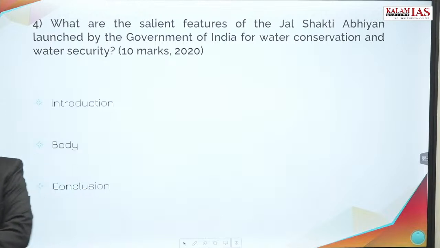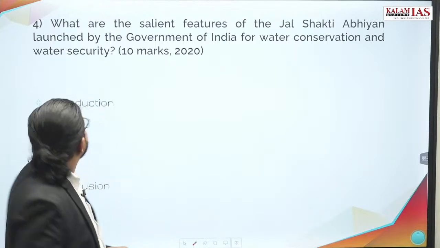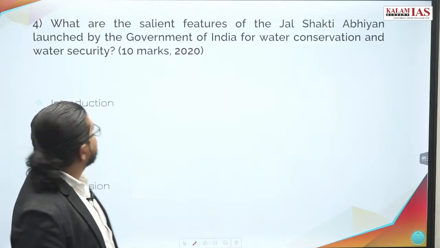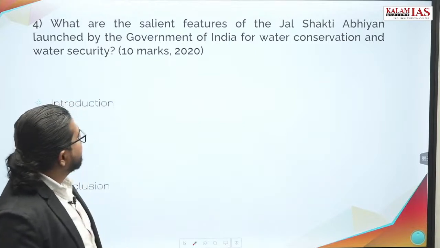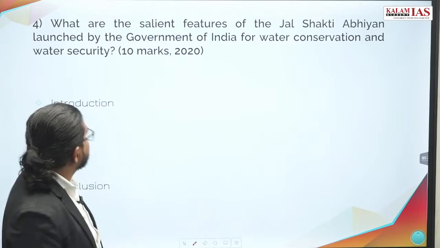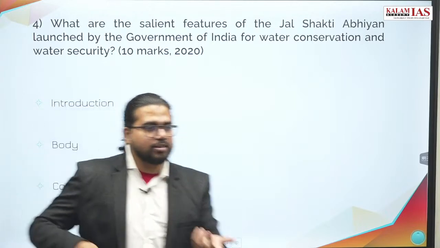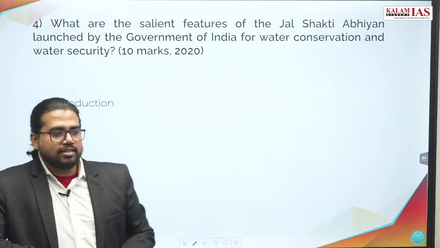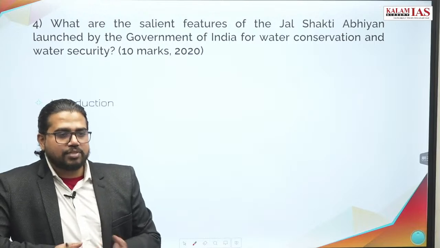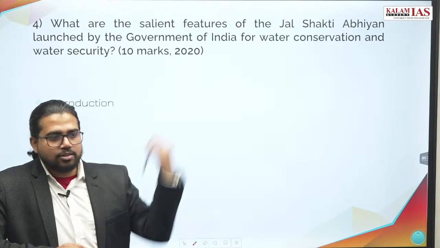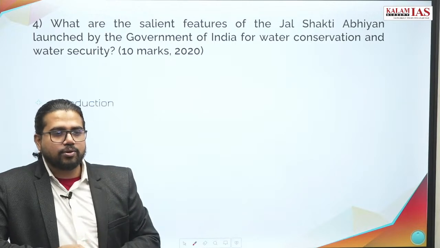So we have the last question. What are the salient features of Jal Shakti Abhiyan launched by the Government of India for water conservation and water security? This is very similar to NCAP that we did yesterday. Sometimes they ask very specific government schemes. Next year you are going, so do prepare and go.